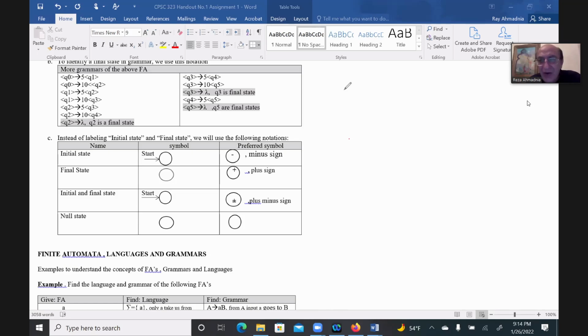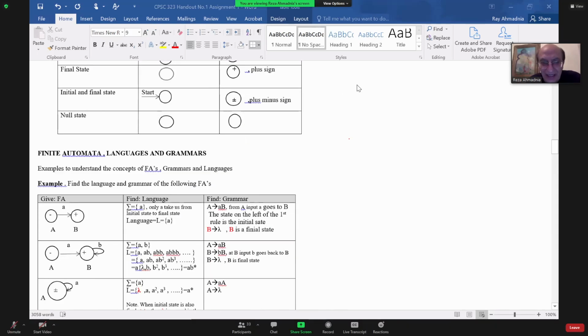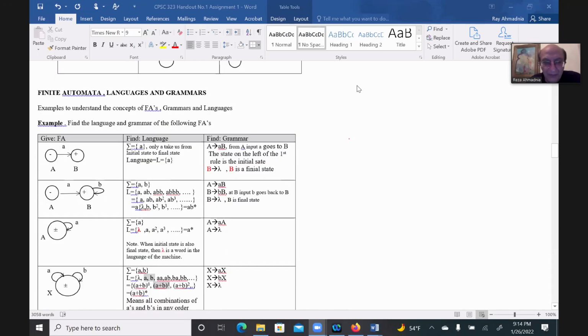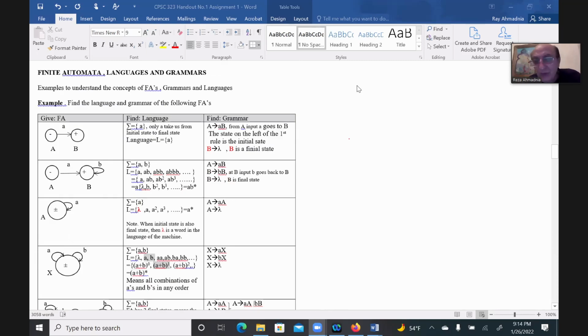Okay, so now let's see how you can use this information so far. If your FA looks like this one here, I'm using capital letters to name the states, which means I'm not going to use the angle brackets anymore. Yes? Okay. What is the language of this machine?